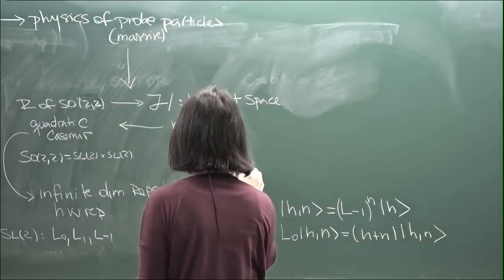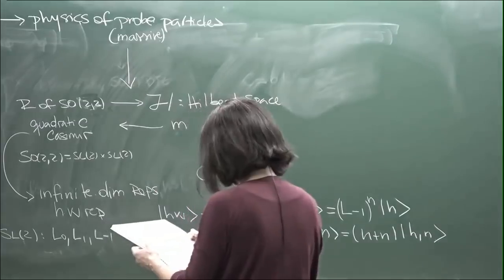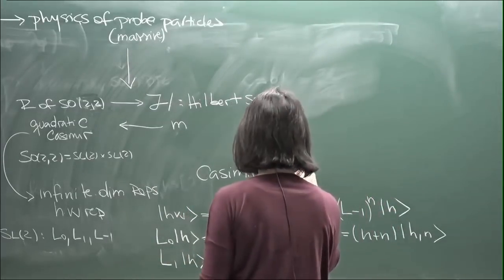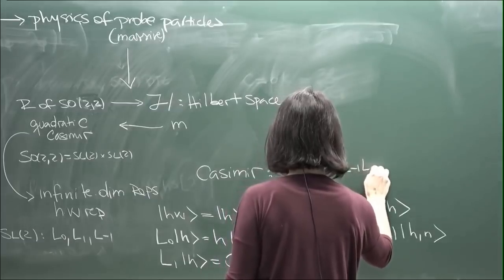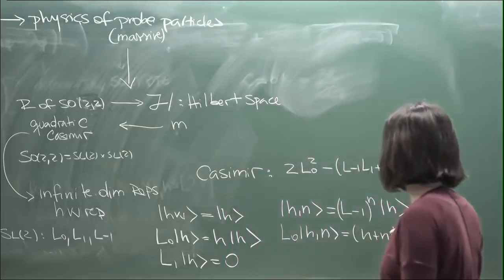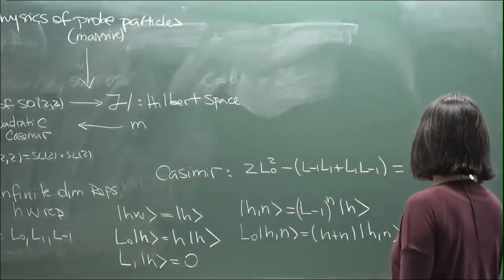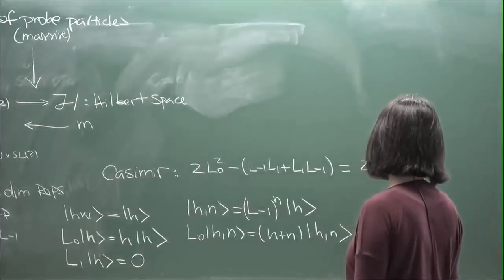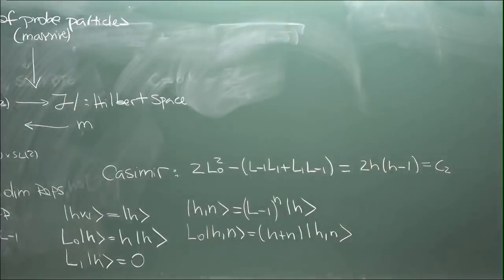And the Casimir, I'm using the blackboard in a nonlinear way, sorry about that. But then the quadratic Casimir for this representation is basically 2H times H minus 1. Okay, so this is the number that I'll be calling C2.